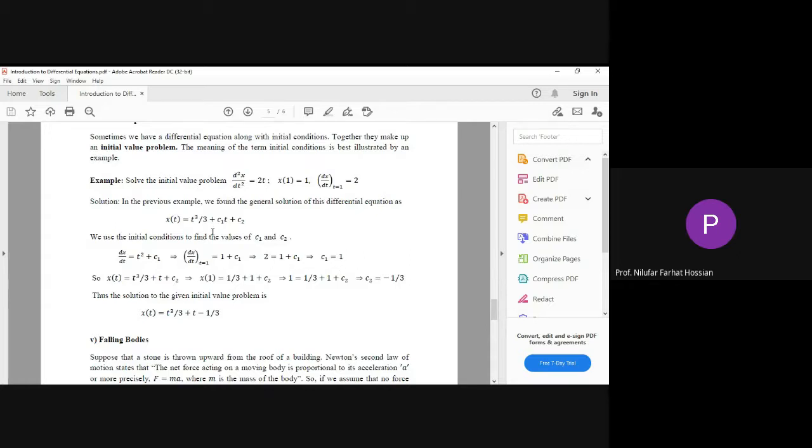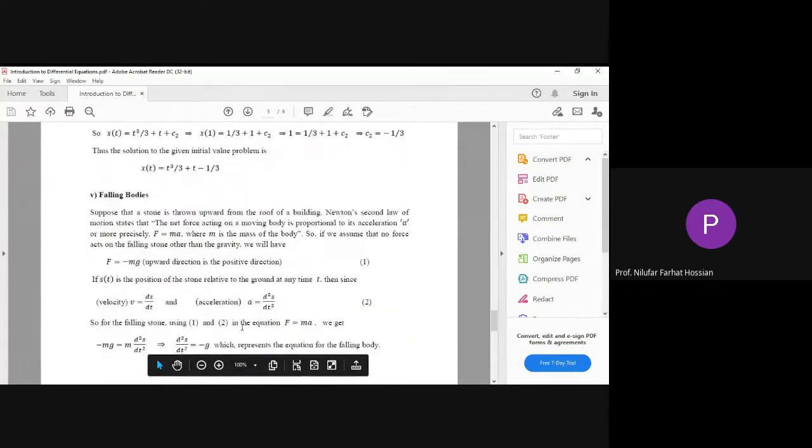You see, you are getting the value of C1. So you just put the value of C1 here. So x of t will be t cubed by 3 plus t plus C2. Now you use the first condition: when t equals 1, x is 1. So x of 1 is 1, and here 1 by 3, just put t equal to 1, so 1 by 3 plus 1 plus C2. So the value of this 1 and 1 cancel out, and the value of C2 will be minus 1 over 3. So your particular solution for this initial condition, if it is given to you, will be t cube by 3 plus t minus 1 over 3.